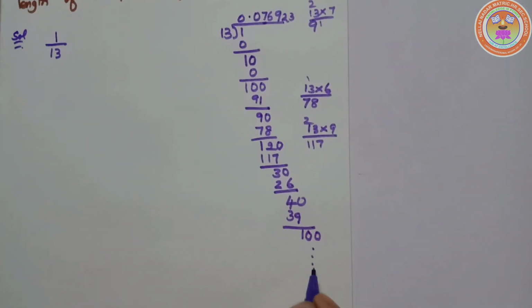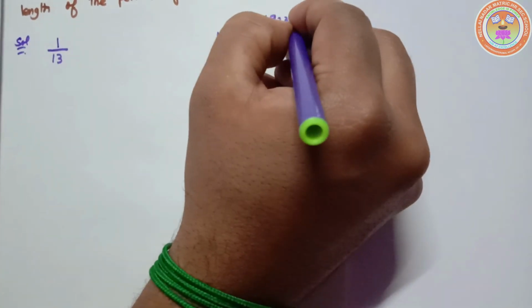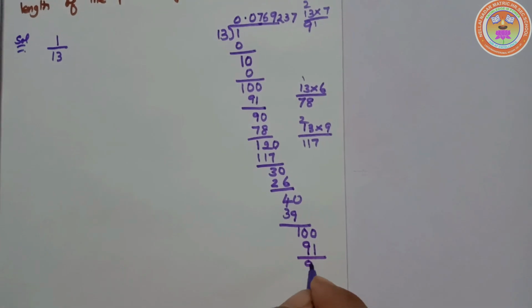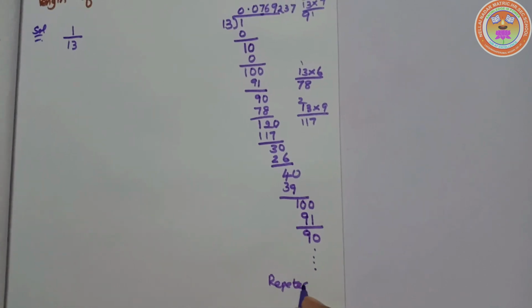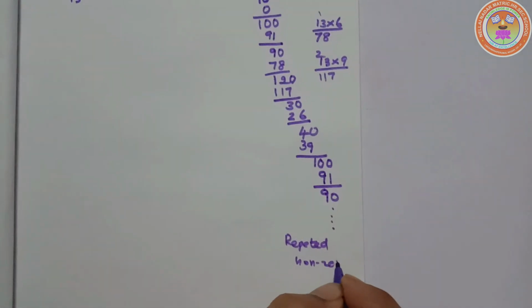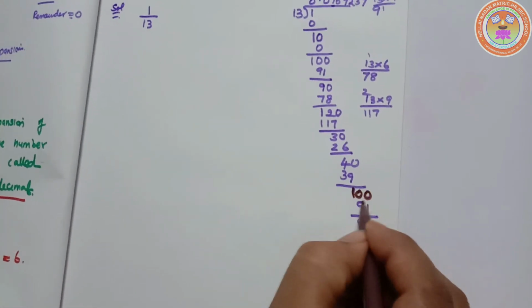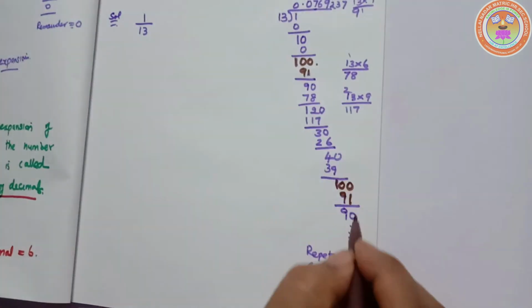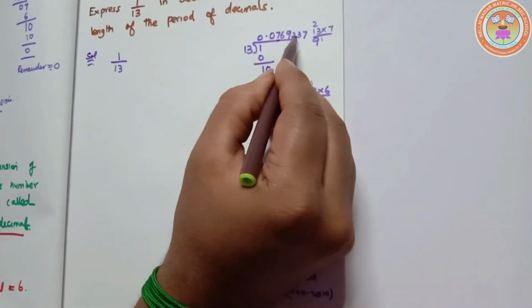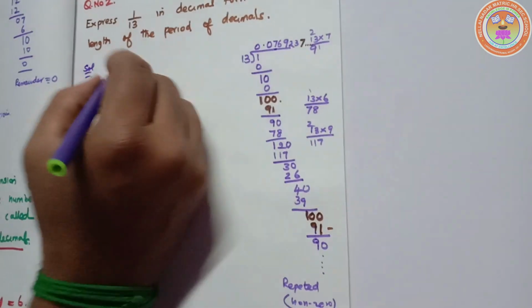So again it is repeating. So 100. Again 91. How many times? That is 7 times. So balance 90. So it is repeated. Non-zero. So it is non-terminating. See children, here 100, 91 is there. Right? So again it starts with 7.